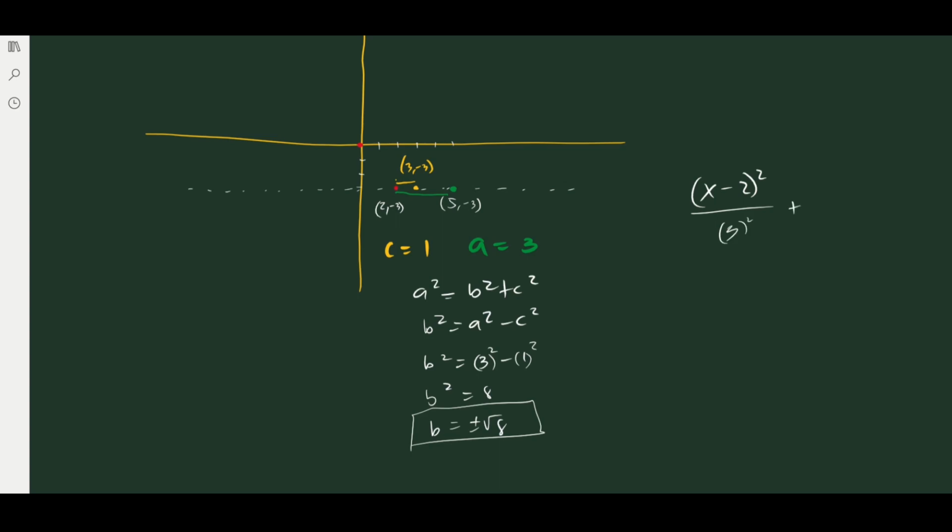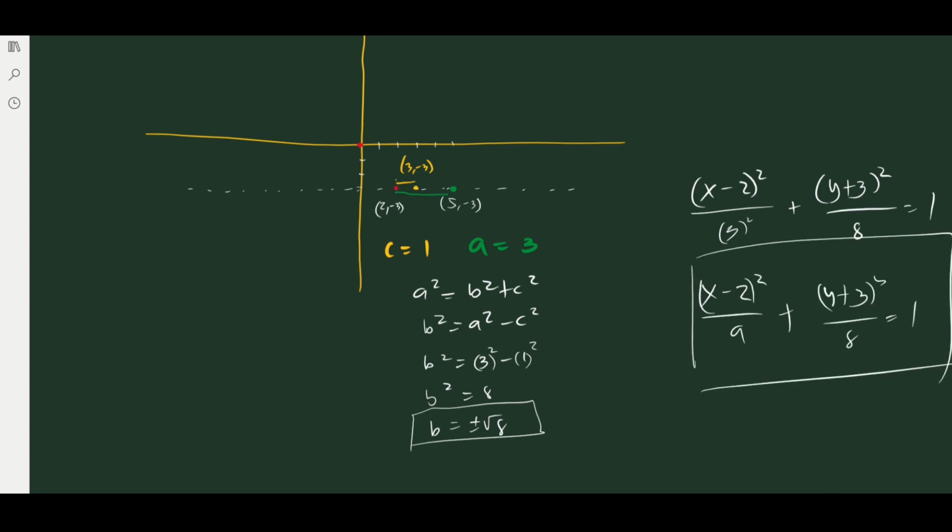And then plus y. The y is actually shifted downwards, so from the origin, shifted 3 units downwards. So what should we do there? We need to add 3 to y, right? (y plus 3) squared all over b squared, that is square root of 8 squared, so we will get 8, is equal to 1. So (x minus 2) squared all over 9 plus (y plus 3) squared all over 8 is equal to 1.